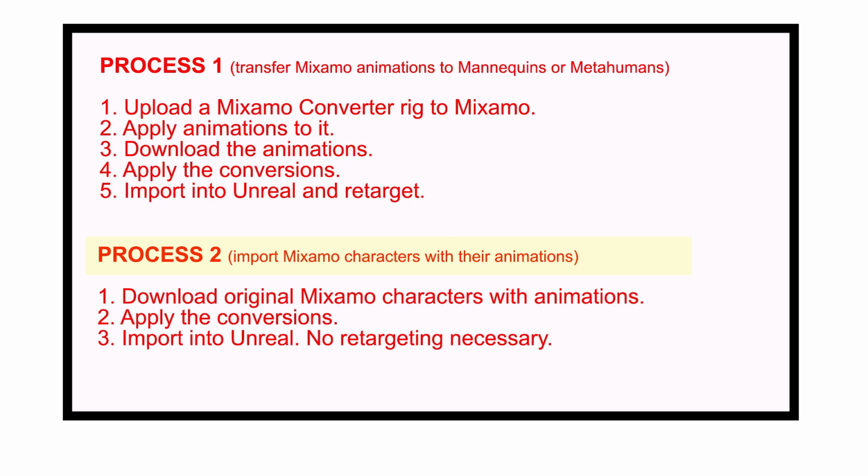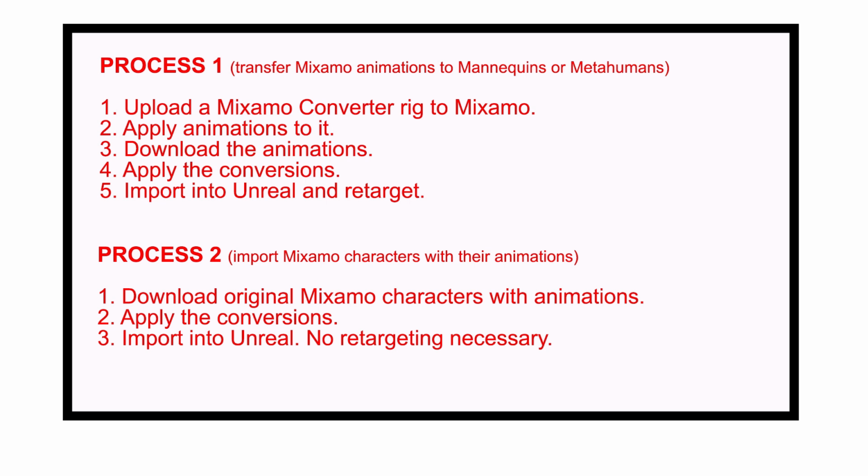So when we do process number 2, we really don't need to do any retargeting because we're going to be using the Mixamo characters that we've already downloaded. Now, the Mixamo converter has special rigs that they built specifically for Mixamo, optimized for Mixamo. So if our goal is to transfer Mixamo animations to mannequins or metahumans in Unreal Engine, then we want to use those optimized rigs for the conversion process. So that's what we're really going to be doing in this series, is process number 1.